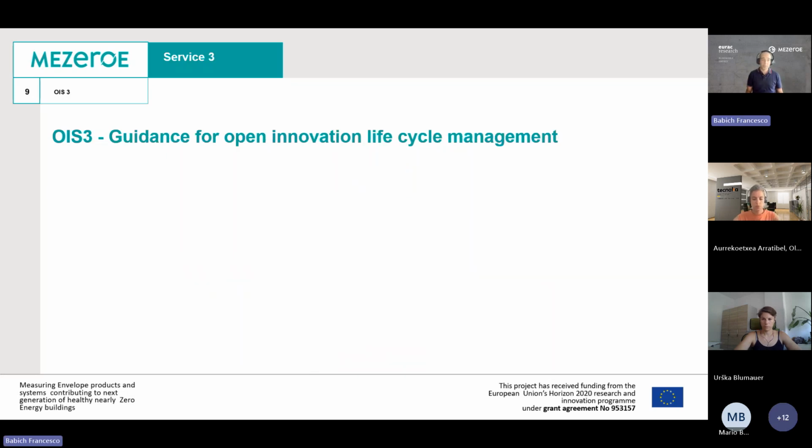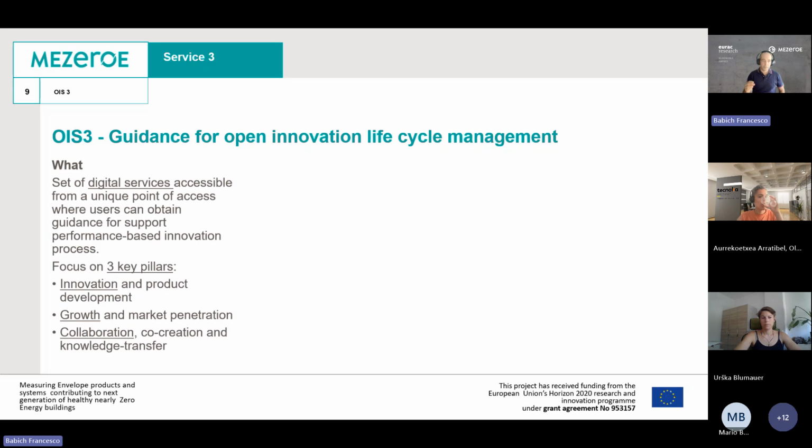So service number 3 instead, so we had certification and marking, we had the evaluation of performances in real buildings. The third and last one is about guidance for open innovation in the life cycle. And in particular, the service is a set of digital services based on 3 pillars: supporting innovation and product development, supporting growth and market penetration, and collaboration. As you can see here, no specific technology is mentioned because it could be applied to any of the building envelope components and technologies.